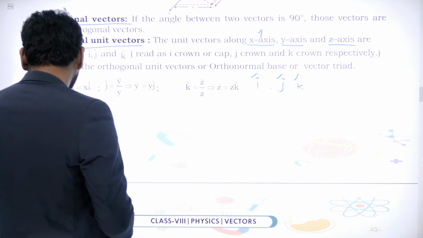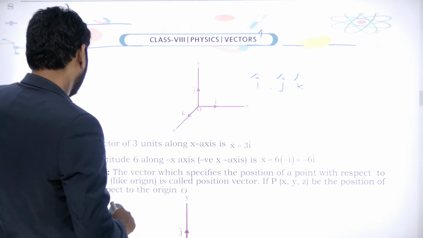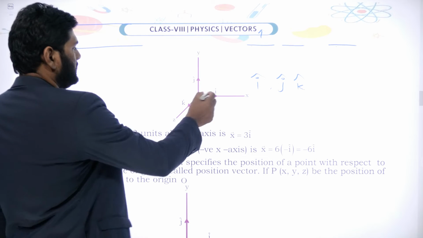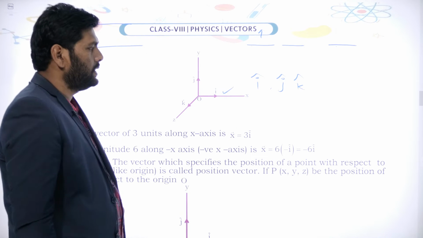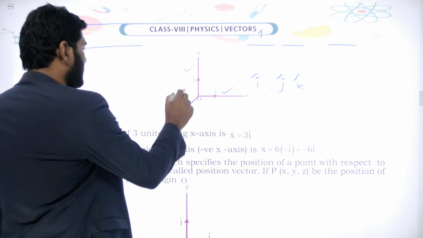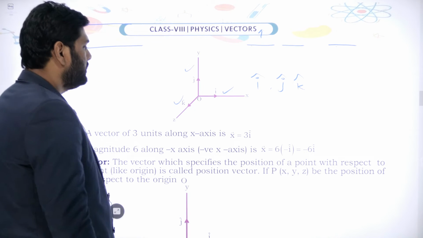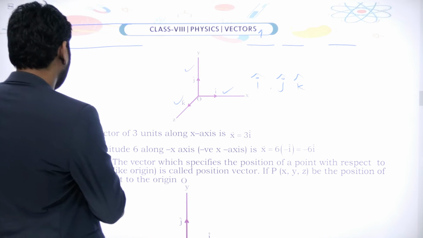Next one is, see, this is the way: along the x direction the unit vector is i cap, along the y direction it is j cap, and along the z direction it is k cap. This is the way we will use it. Now here we have given an example also.